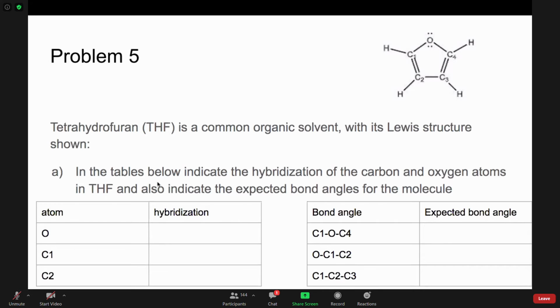Alrighty, we're gonna go ahead and start going over this one. So if you wanna help us out with hybridization, please raise your hand.